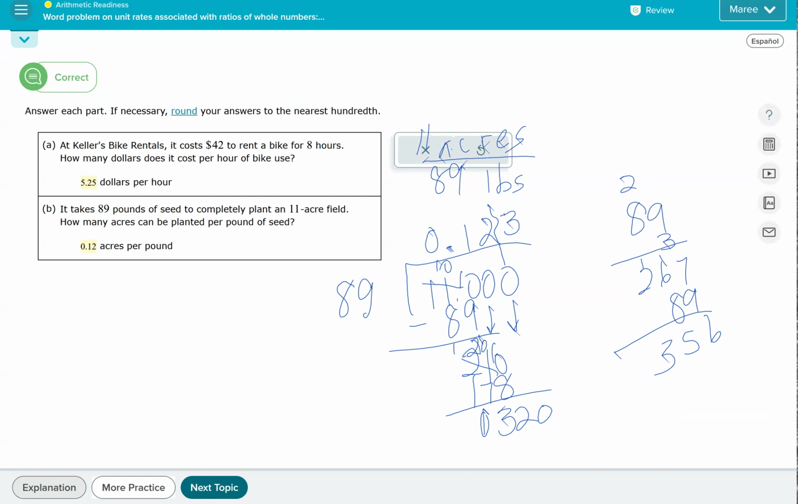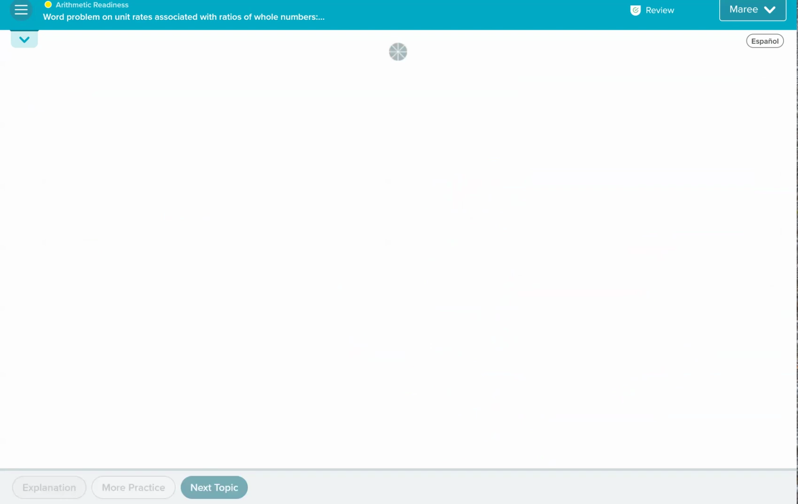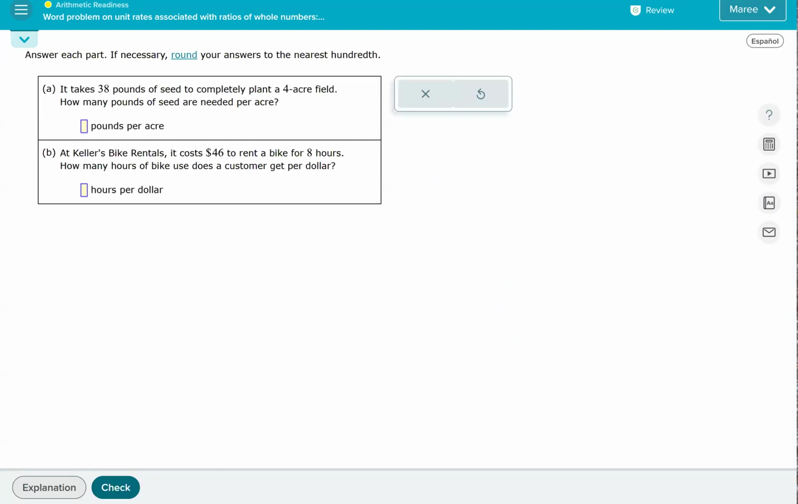Okay, let's do another one. It takes 38 pounds of seed to completely plant a 4-acre field. We want pounds per acre. So we're going to do 38, per means divided by, 4. So put a decimal. Does it say round to the nearest hundredth? Yes. Okay, we'll bring up the decimal.